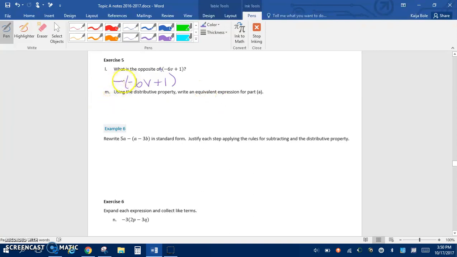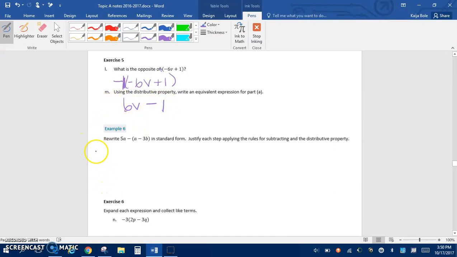So now it says, using the distributive property, write an equivalent expression. So this is kind of like what we've been talking about. You're thinking of this as a negative 1 here, so you need to distribute it. So negative 1 times negative 6 would be positive 6v, then negative 1 times positive 1 would be minus 1. Again, we just changed the signs.